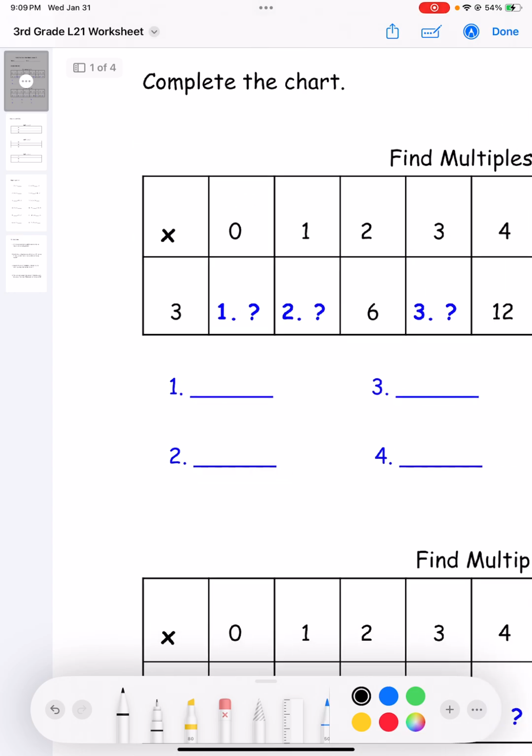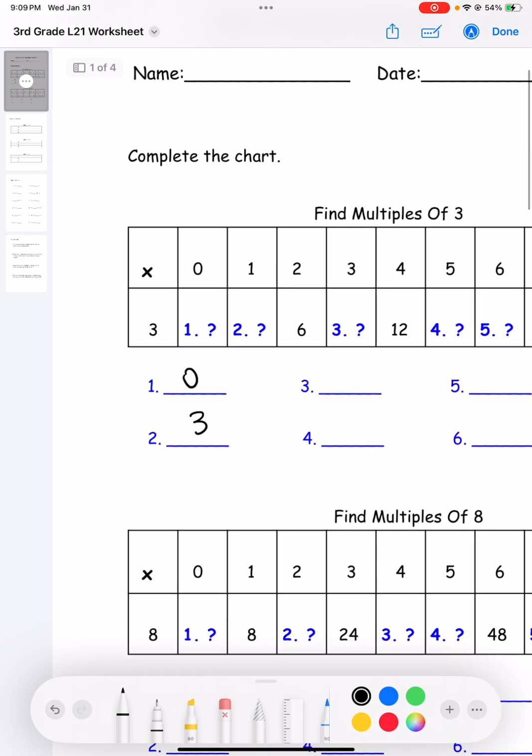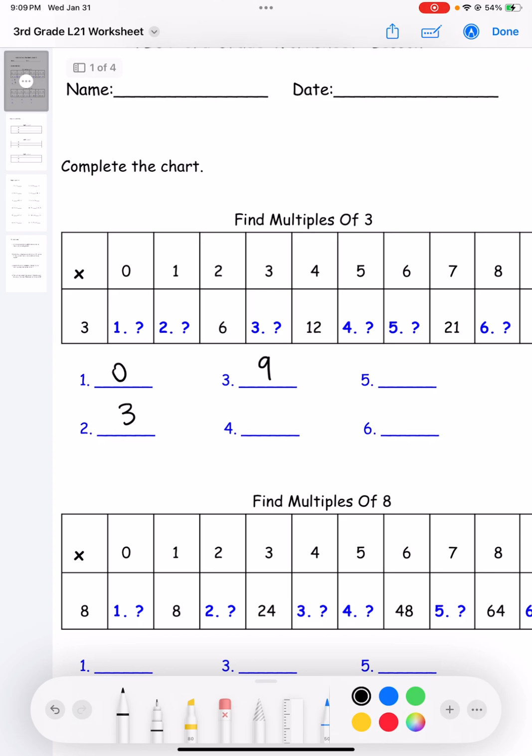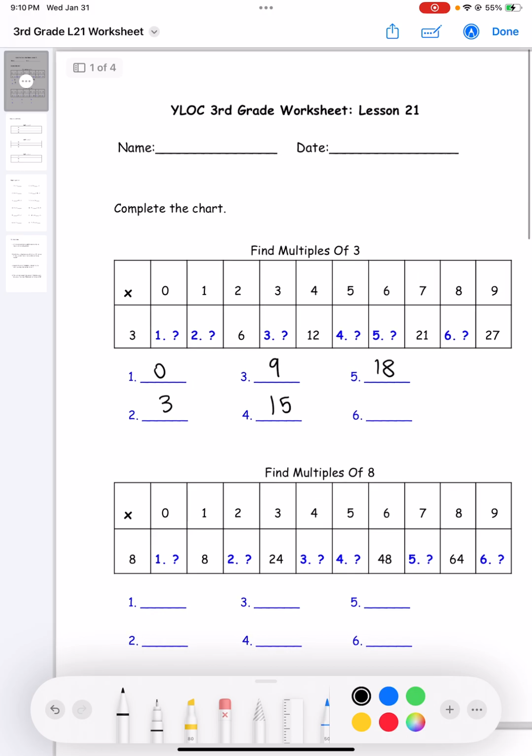So number 1, we have 3 times 0, which is 0. Number 2, we have 3 times 1, which is 3. Number 3, we have 3 times 3, which is 9. Number 4, we have 3 times 5, which is 15. Number 5, we have 3 times 6, which is, sorry, not 20, 18. Number 6, we have 3 times 8, which is 24.